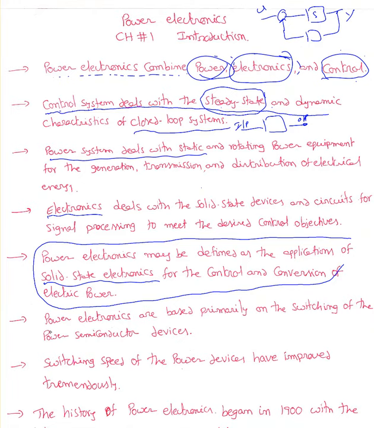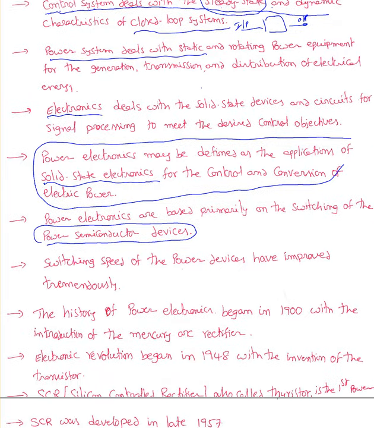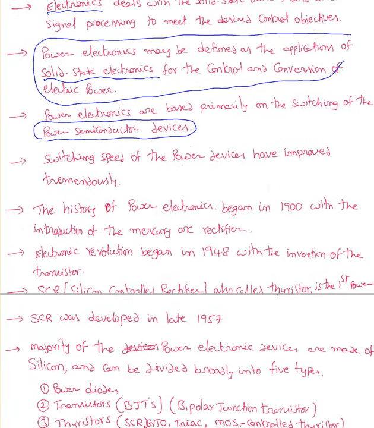Now, power electronics is based primarily on the switching of power semiconductor devices. Power electronics basically depends upon how we are using the semiconductor devices, which are nothing but electronic devices, to control the power. The switching speed of the power devices has improved tremendously in recent years.